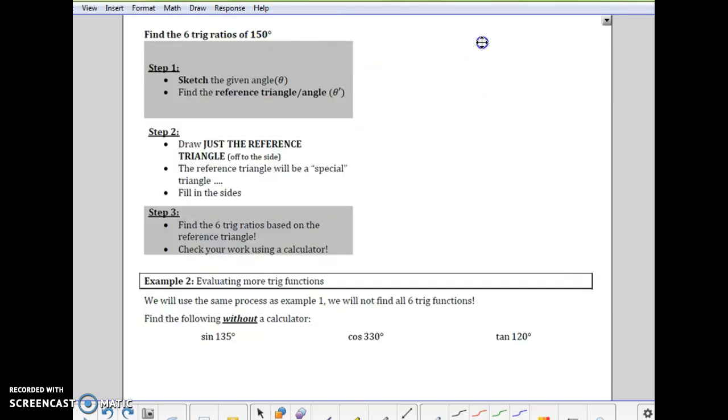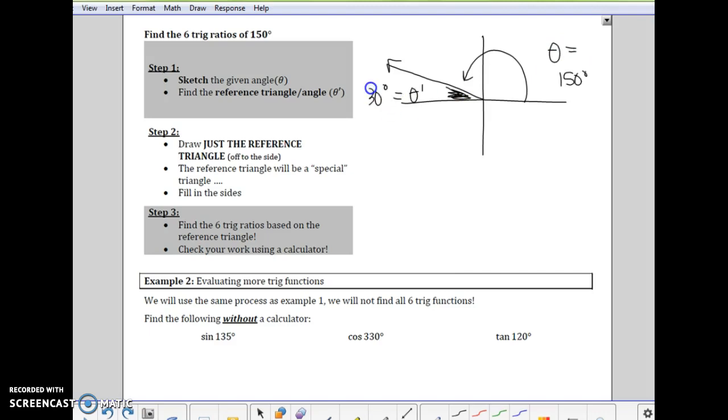6 trig ratios of 150 degrees. So 150 degrees should put you in the second quadrant. It should be hanging out about right here. There is our theta. This would be our reference angle. This is our theta prime. Theta is equal to 150 degrees. That means this guy is equal to 30 degrees. So we're going to fill out our chart based on 30 degrees.